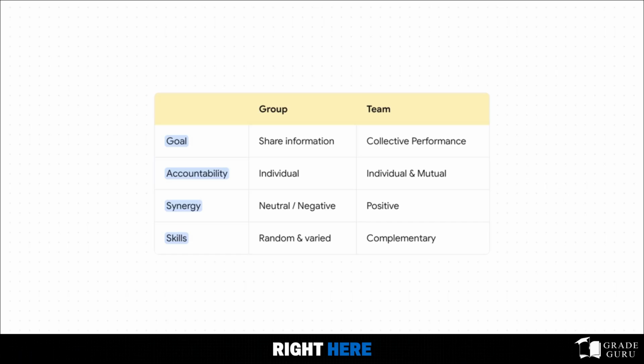Now, this chart right here, this is exam gold. Look at the differences. A group's goal is just sharing info, while a team is all about collective performance. And see that shift from individual accountability to mutual accountability? That's the distinction you absolutely have to remember.